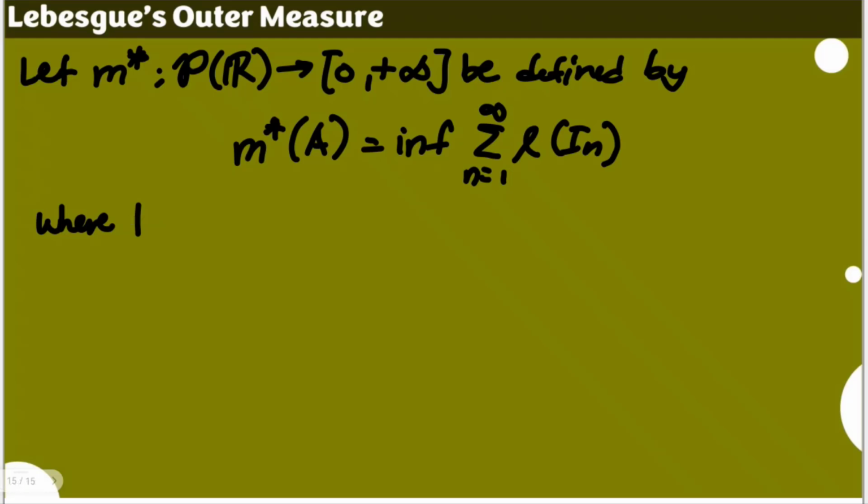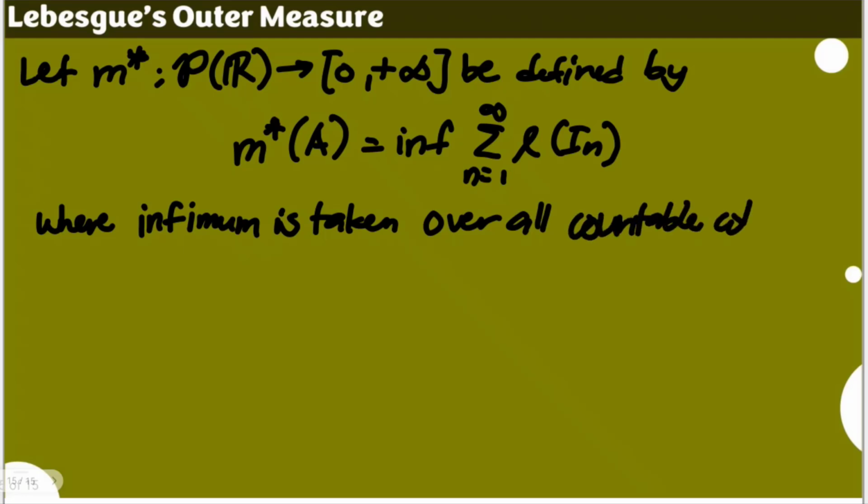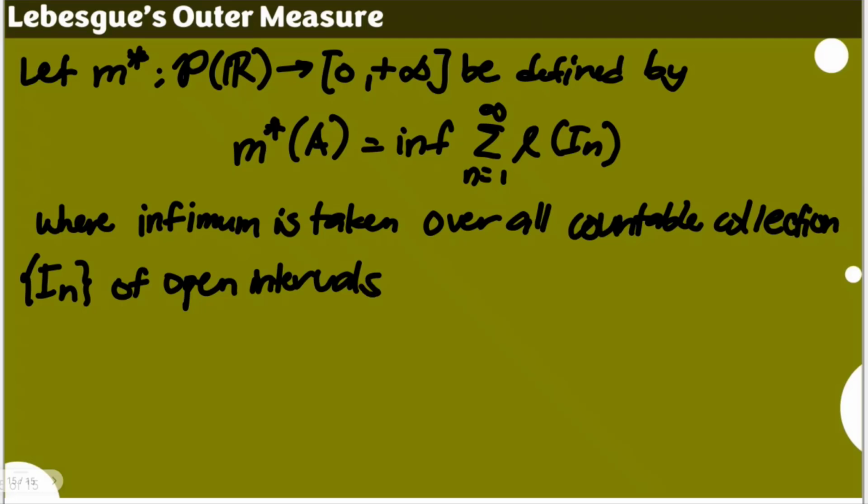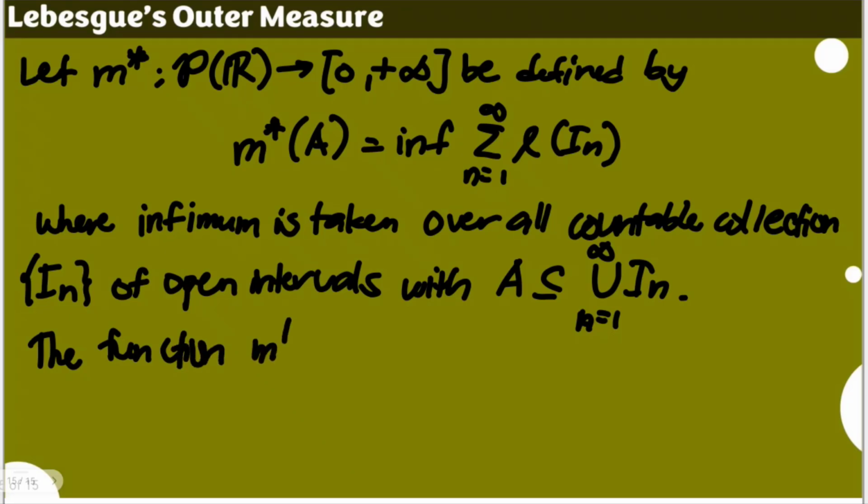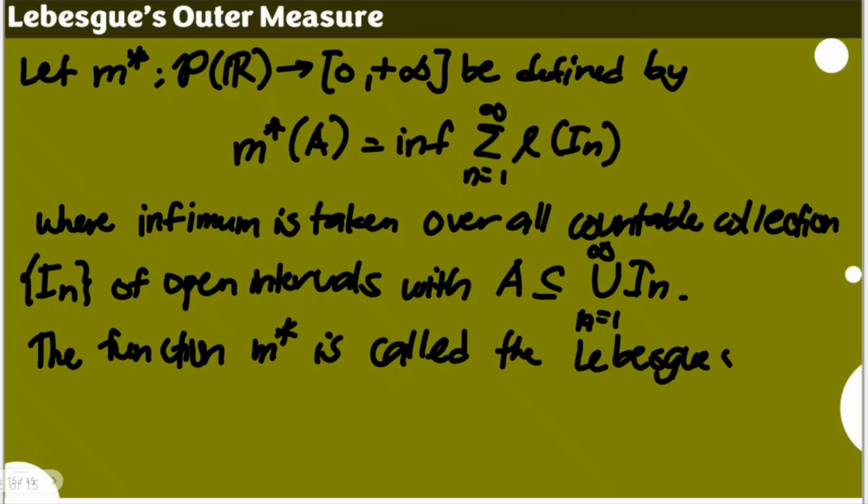Where the infimum is taken over all countable collections of open intervals, with A, in this case, a subset of the union of I sub n, where n starts from 1 to infinity. Okay? The function M star is called the Lebesgue outer measure. Okay, so this is how we define the Lebesgue outer measure.